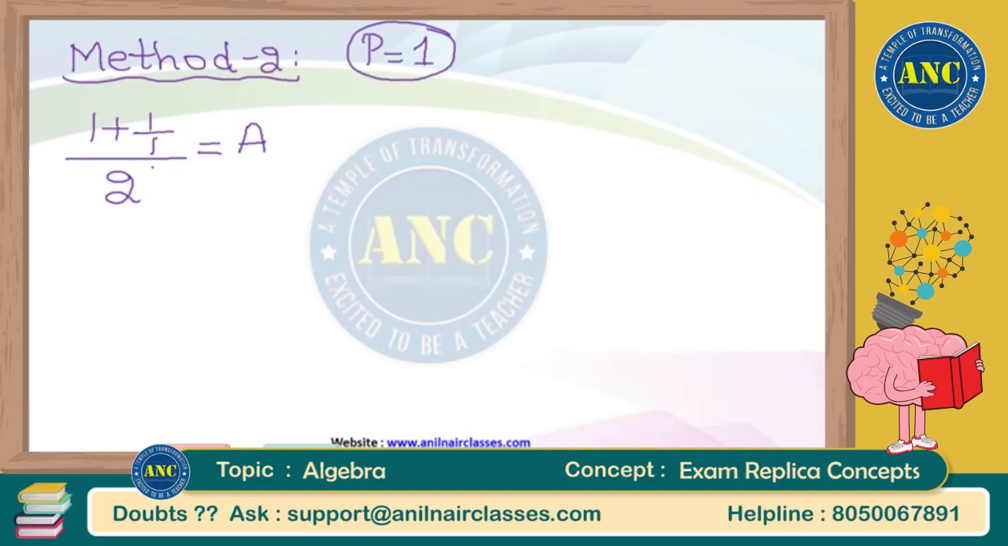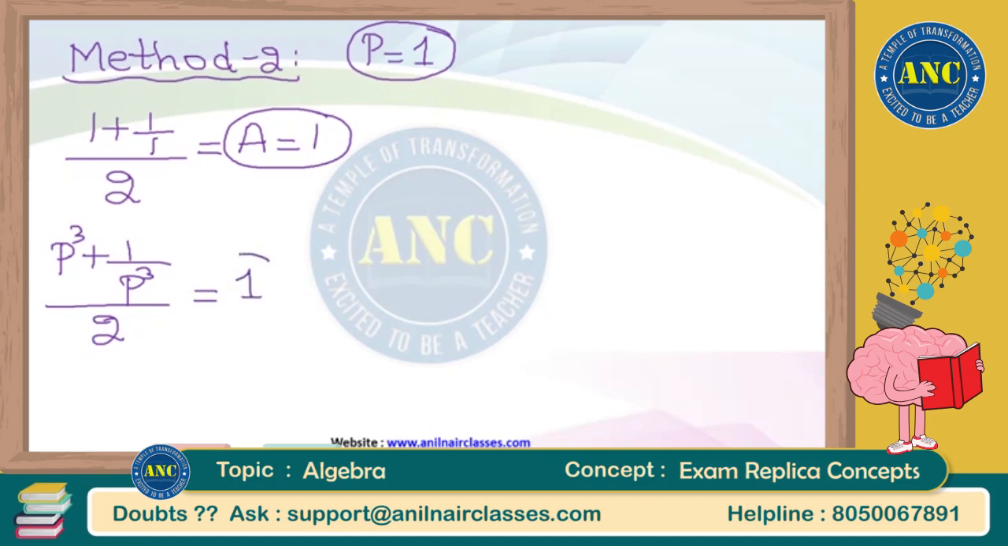1 plus 1 is 2. 2 by 2 is how much? 1. Because I took p value 1, I am also getting a value 1. The question says, what is the average of p cube plus 1 by p cube? P cube plus 1 by p cube by 2 value is how much? Since I took p value as 1, 1 plus 1 by 1 is 2, and 2 by 2 is 1. That means my final answer should also be 1.